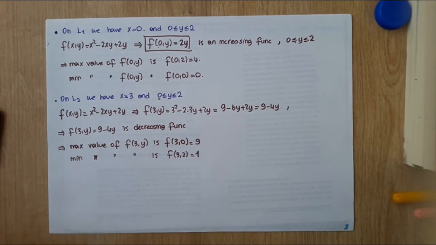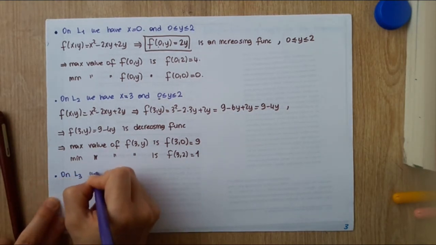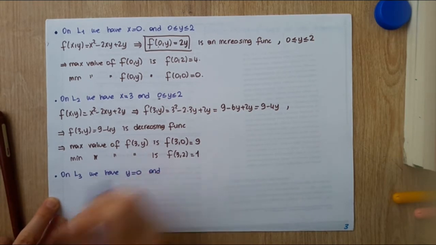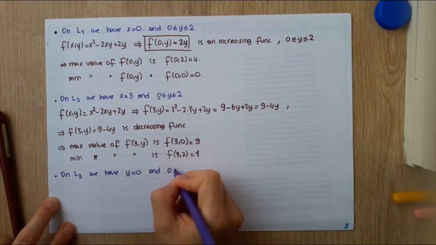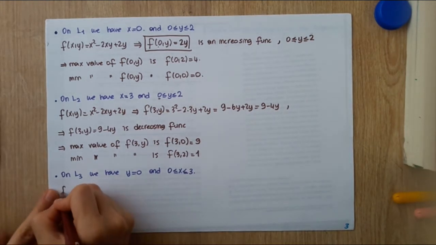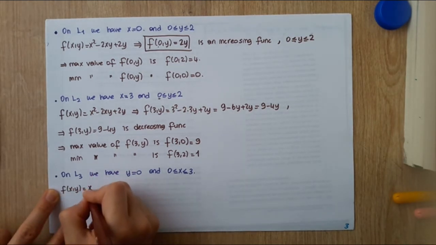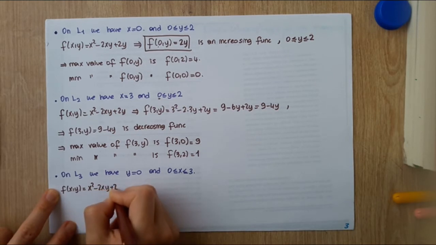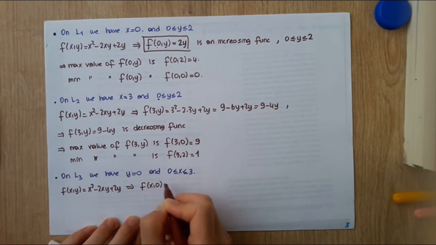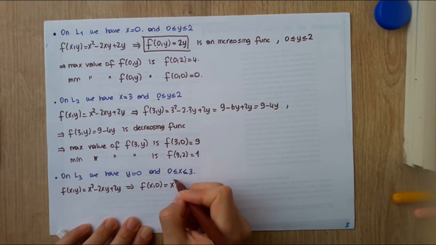Let's look at the next boundary, L3. On L3 we have y equals 0, but this time, because y is constant, x changes between 0 and 3. Okay, so let's look at our function. I have f of x 0 here. If y is 0, then this and this will be 0, so I have x squared only.